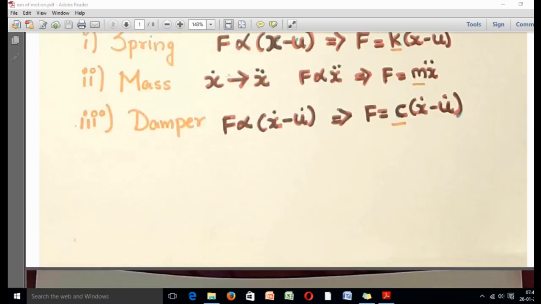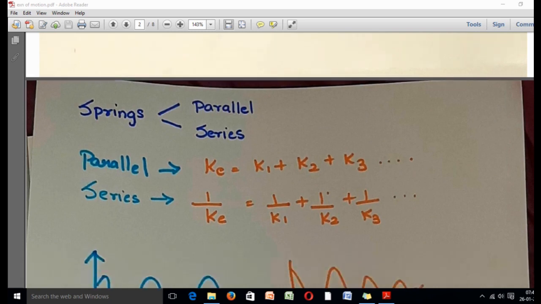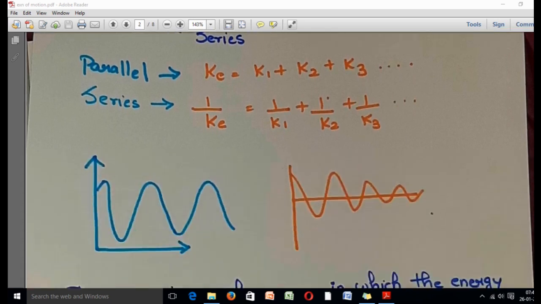Now talking about springs, springs can be arranged in series or in parallel. When the springs are arranged in parallel, the equivalent spring stiffness, Ke, becomes the sum of all the stiffnesses together, which is K1 + K2 + K3 and so on. The equivalent stiffness in series becomes 1/Ke = 1/K1 + 1/K2 + 1/K3.